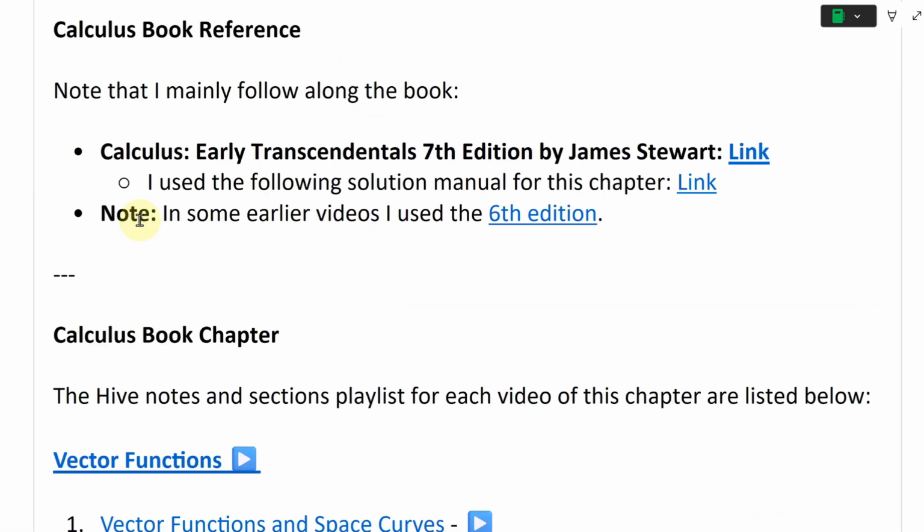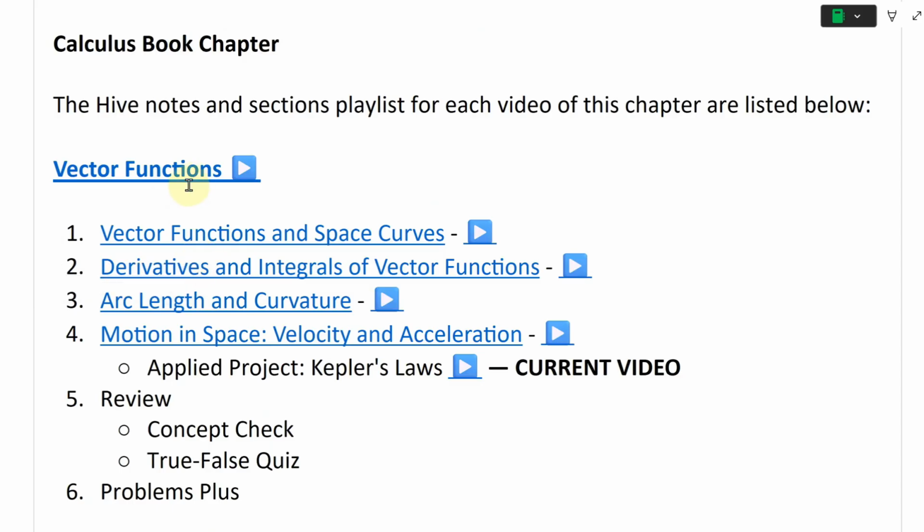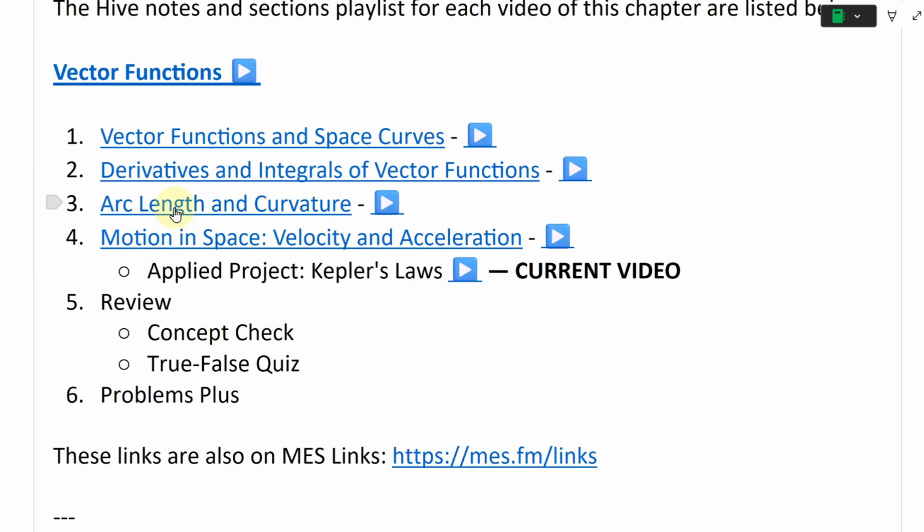Alright, now let's quickly just recap on the calculus book chapter, the one I'm currently doing. So the Hive notes and sections playlist for each of this chapter are listed below. There's links to them. Again, all these links will be in the Hive and PDF notes. So there's links to the vector functions playlist, and then the videos I went over already are the first sections of vector functions and space curves. Then I went over derivatives and integrals of vector functions, and then the arc length and curvature. And then these playlist icons, that's the YouTube playlist. These are the Hive notes, and so on.